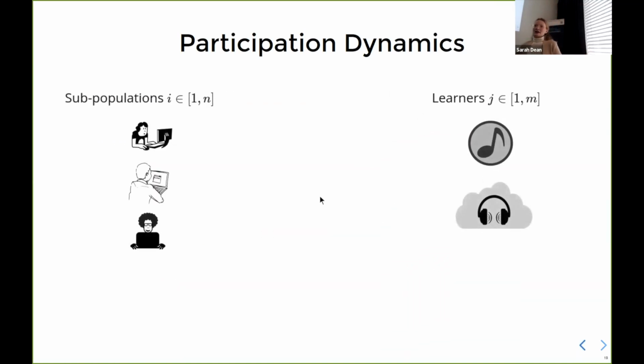I now want to look at a multi-learner perspective where users are not just choosing to participate or not, but actually choosing to spend their time among different services. So let's say here that I have 3 subpopulations. In general, I'll have n. And for the sake of simplicity, let's say each subpopulation is actually just one person who's spending different amounts of time between these 2 different music services.